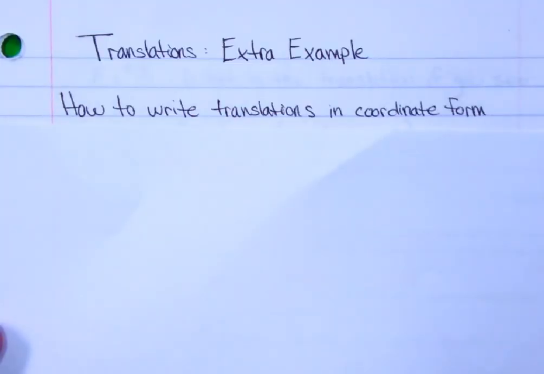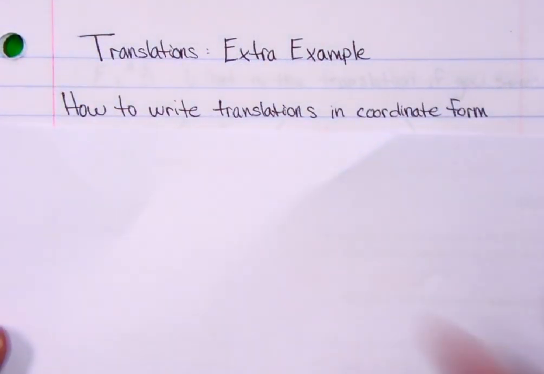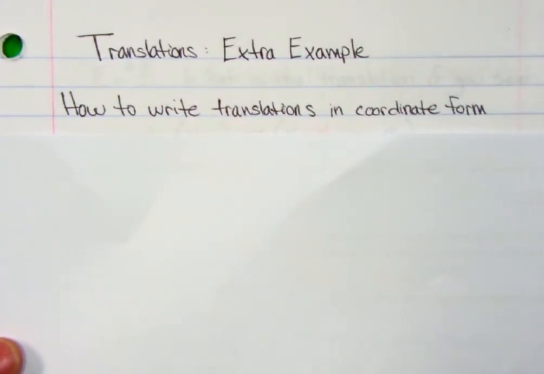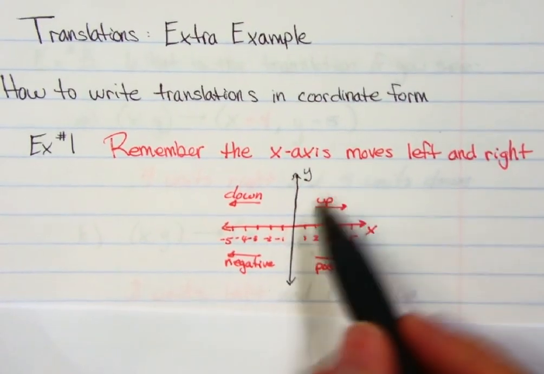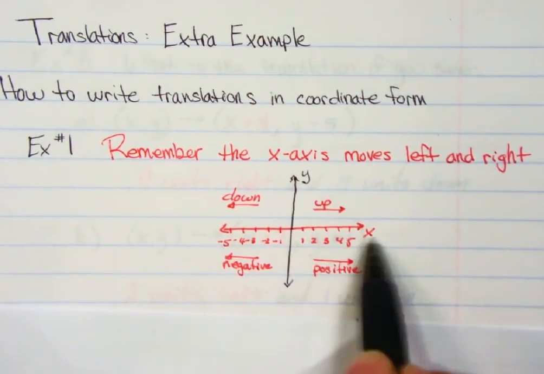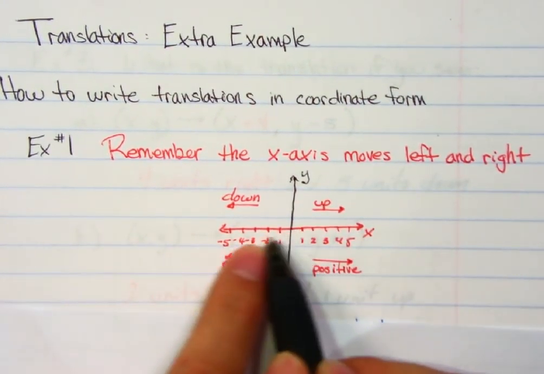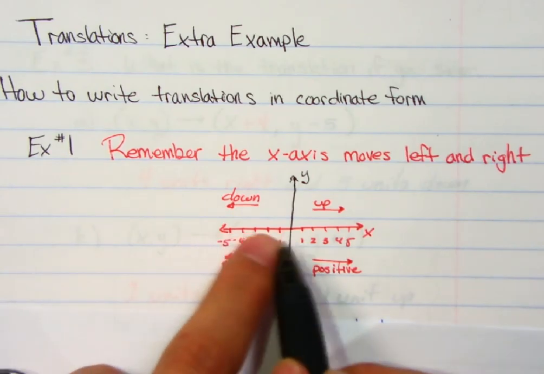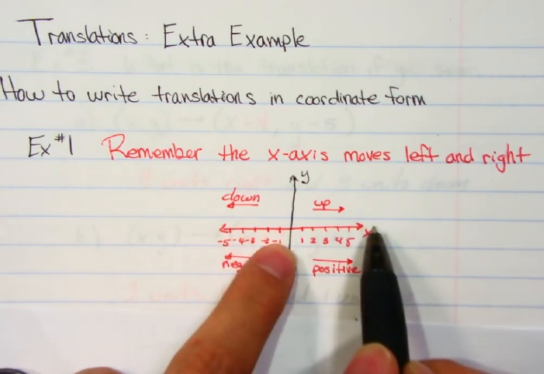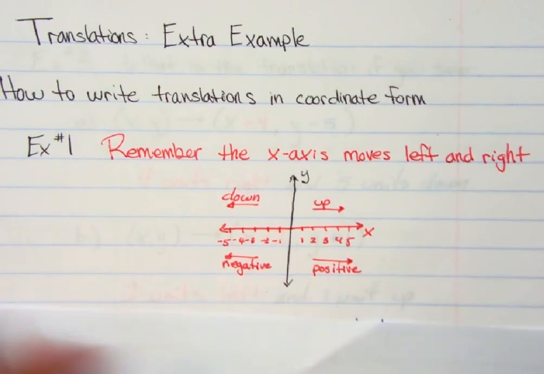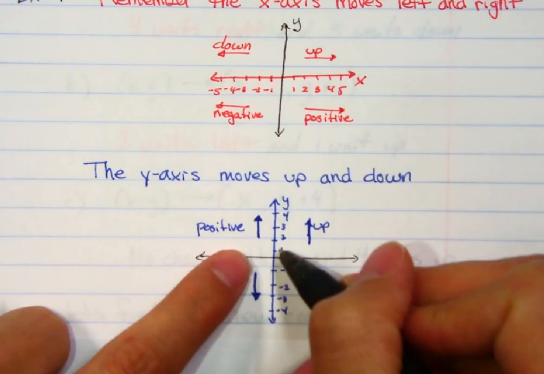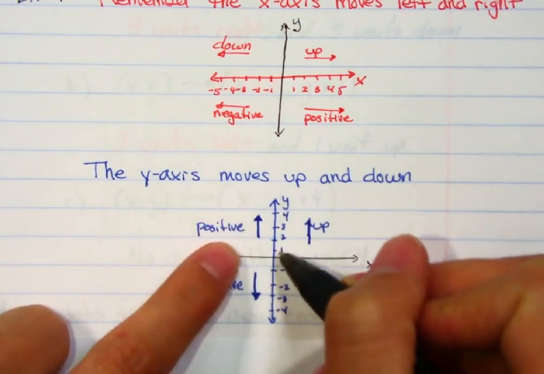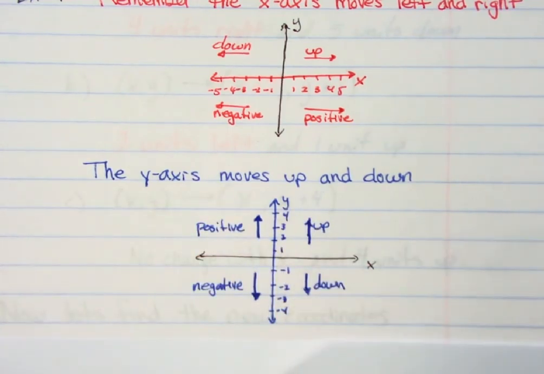Let's talk about translations, extra examples. How do you write translations in coordinate form? Let's start with that. Remember, here's a big idea: the x-axis moves left to right. As I move left to right, anything to the left is negative numbers, right? Think of a number line. And anything to the right is positive numbers. So those are two big ideas to think about. For the y-axis, it moves up and down. Anything positive moves up, anything negative moves down, like a thermometer, if you will.